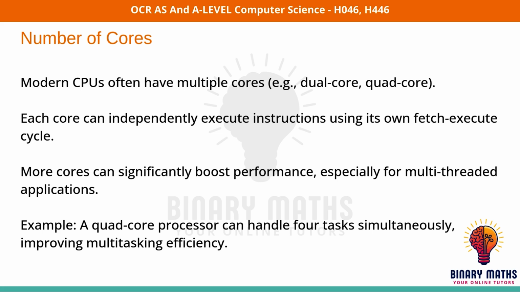Modern CPUs often have multiple cores, such as dual-core or quad-core processors. Each core can independently execute instructions using its own fetch-execute cycle. More cores can significantly boost performance, especially for multi-threaded applications. For example, a quad-core processor can handle 4 tasks simultaneously, improving multitasking efficiency.